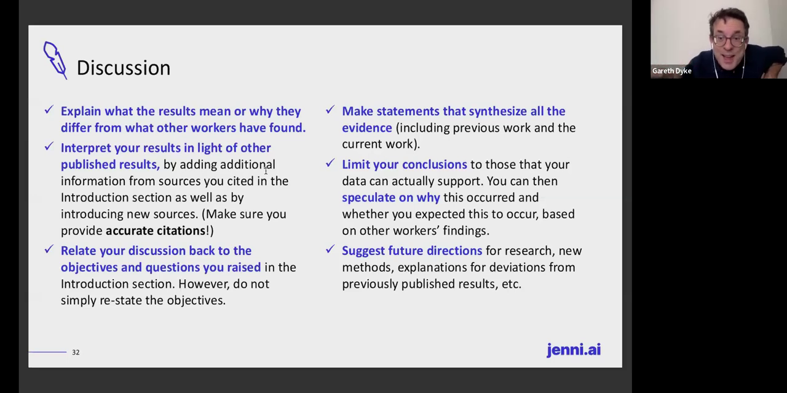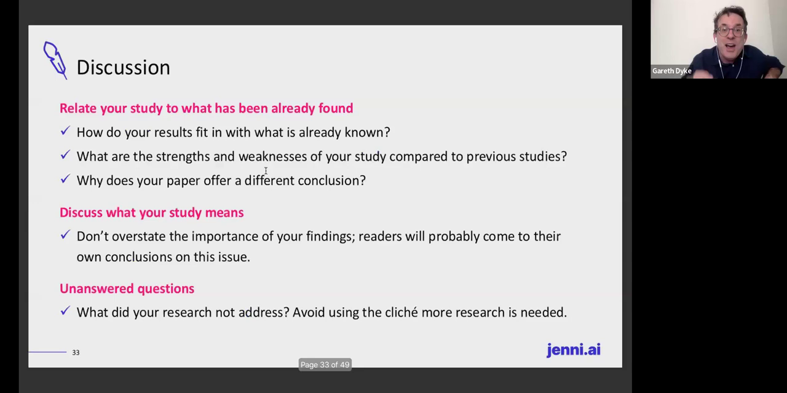And don't forget to suggest future directions for future research, for other areas that you may go into in the future, because you want other people to cite you if they read your paper. You don't want people to think, I've just had a fantastic idea, I'm going to go off and do it. You've got to write about that fantastic idea in your discussion. As you relate your study to what's already been found, discuss what your study means and put those unanswered questions into the discussion. What could you not address?